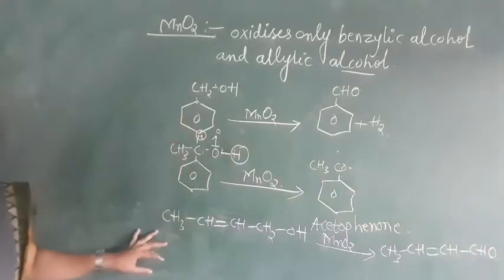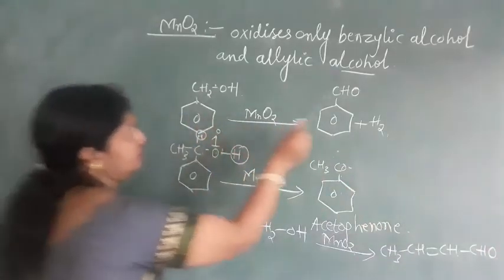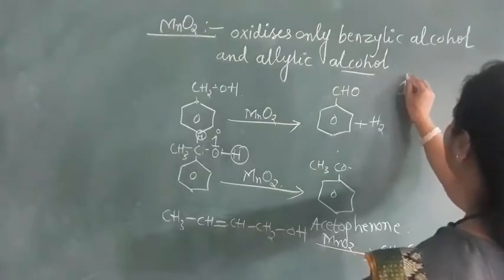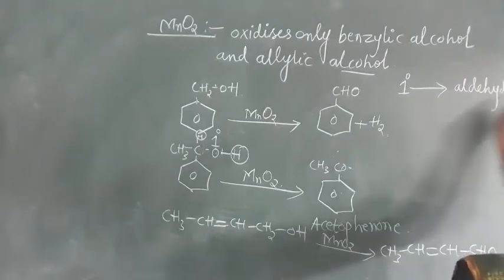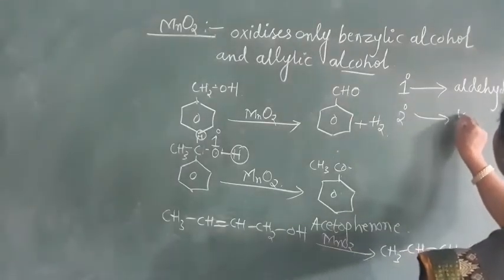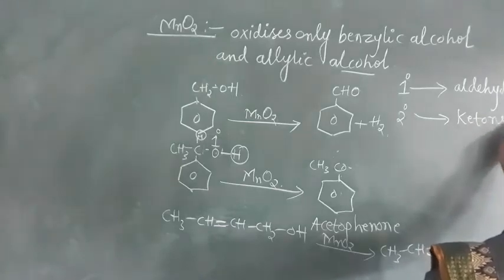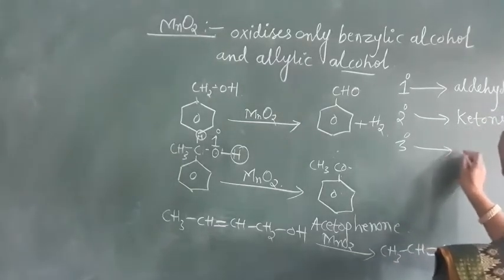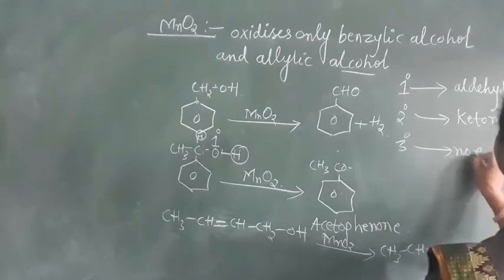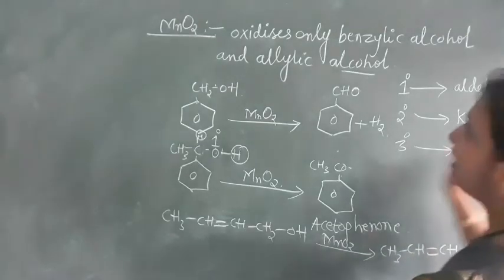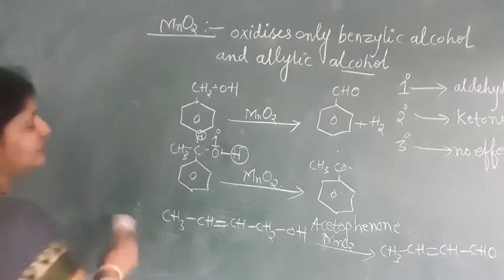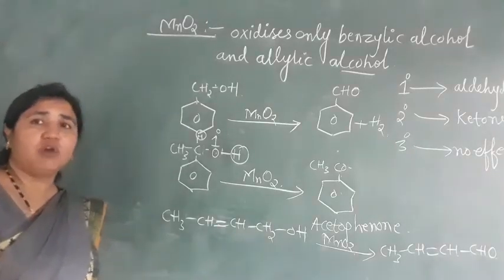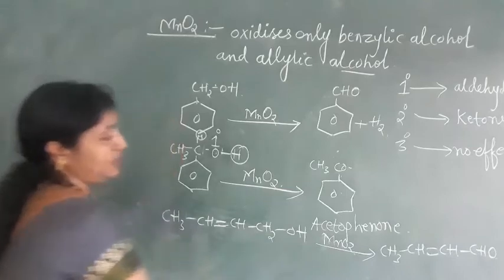So MnO2 also, what does it give? Primary alcohols will convert into aldehyde, secondary alcohols will convert into ketones, and tertiary alcohols have no effect by the MnO2 oxidizing agent. It oxidizes only benzylic and allylic alcohol. These are extra points. Theory they will not ask this one. Theory that is very important. Copper, I said, that one is very important.